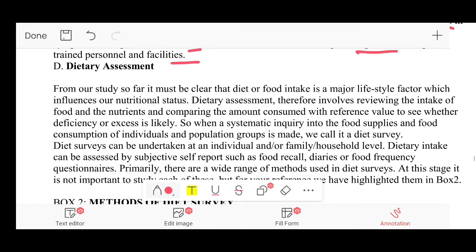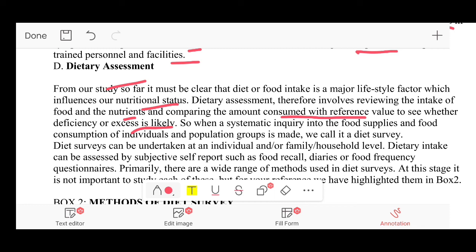The last one is dietary assessment for the nutritional status. From our study so far, it must be clear that diet or food intake is a major lifestyle factor which influences our nutritional status. Dietary assessment therefore involves reviewing the intake of food and nutrients and comparing the amount consumed with reference values to see whether deficiency or excess is likely.